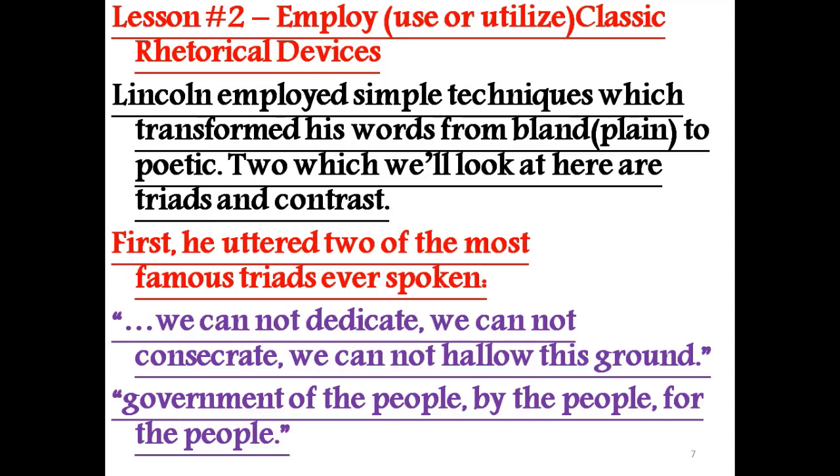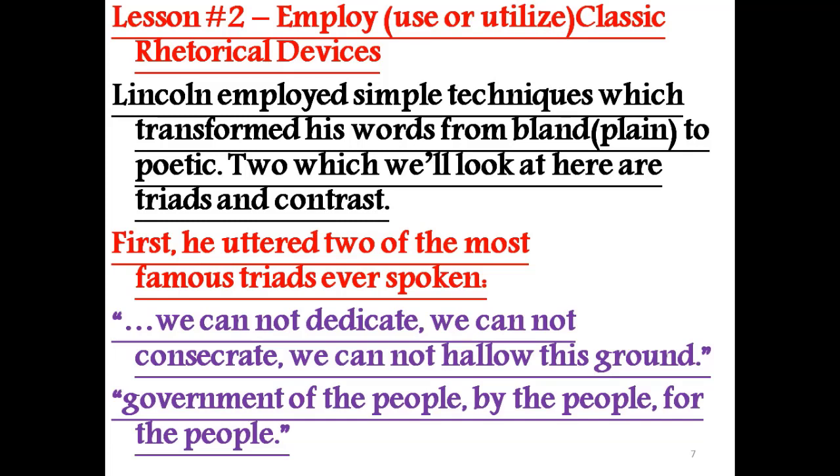Lesson 2. Employ classic rhetorical devices. Employ means to use or utilize classic rhetorical devices. So rhetorical devices means like figurative language, symbolical language.